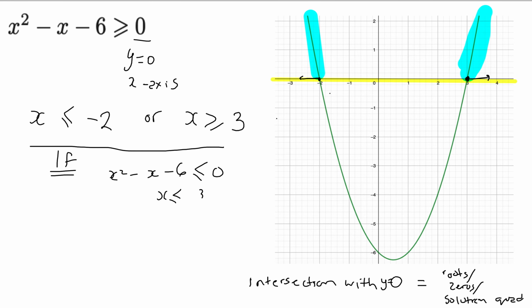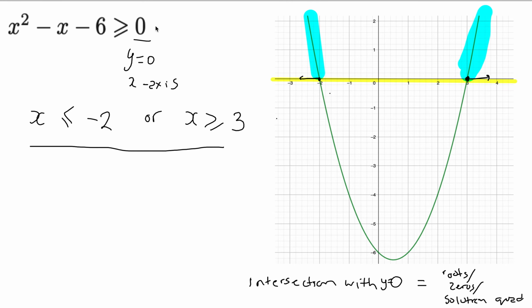3 and -2. So this is if you're going less than. So just try to see which region you're looking at and which values would satisfy. And if you're unsure, just check your values.